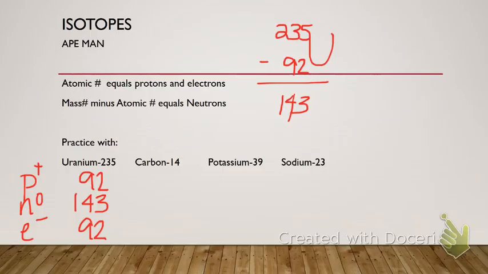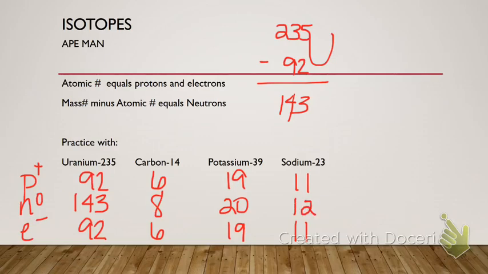Okay? Carbon-14, the atomic number for carbon is 6. So how many protons and electrons? 6. How many neutrons? 8. Potassium-39 has an atomic number of 19, and then 20 neutrons. And sodium-21, it's got an atomic number of 11. So that means there's 11 electrons, and how many neutrons? 12.